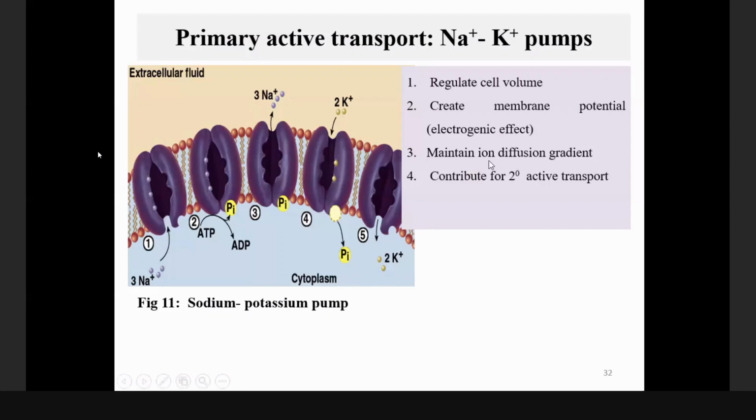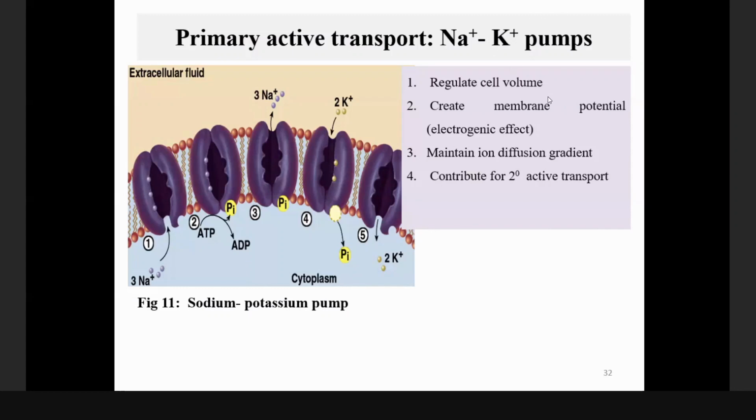It creates a membrane electrical gradient. Yes, because the net charge inside the cell is negative and the outside is positive, because 3 sodium leaves the cell and 2 potassium enter into the cell. So the cell is losing 1 cation through 1 sodium potassium pump. So if there are a number of sodium potassium pumps, the cell is losing a number of cations so that the inside becomes negative. So that's called the electrogenic effect of the sodium potassium pump. You should know why we call it the electrogenic effect. You should know that one.